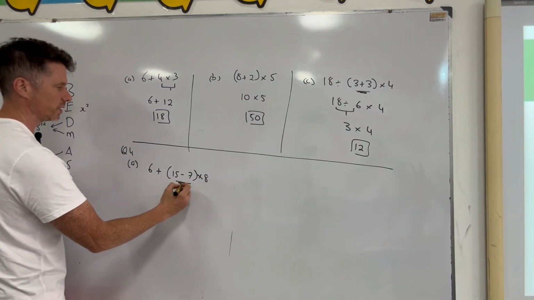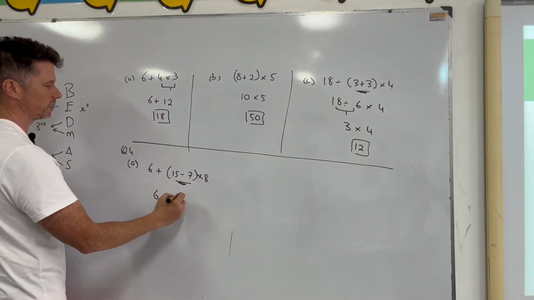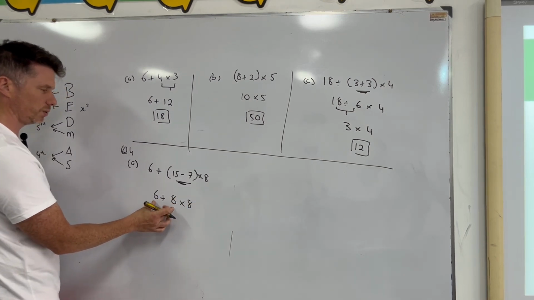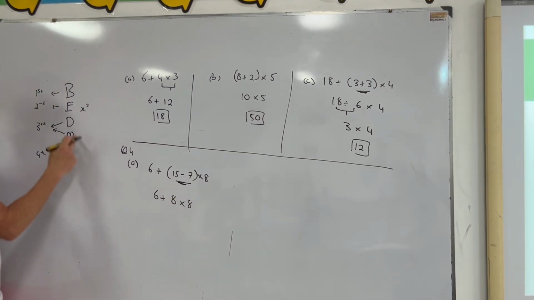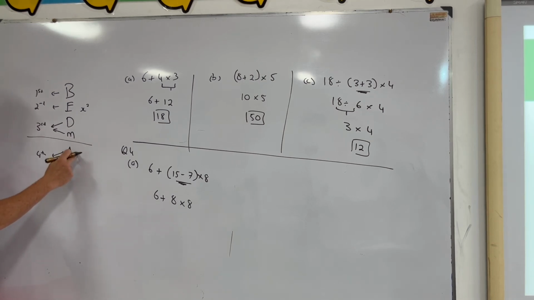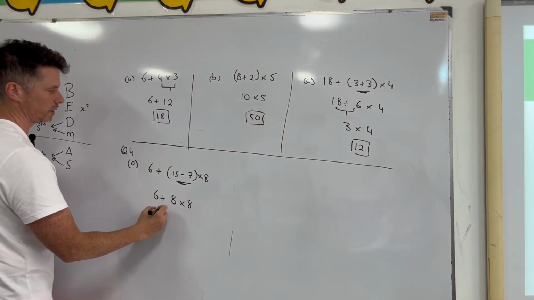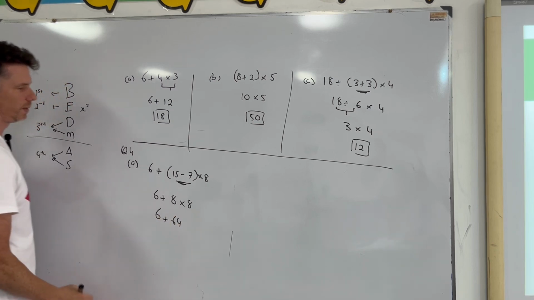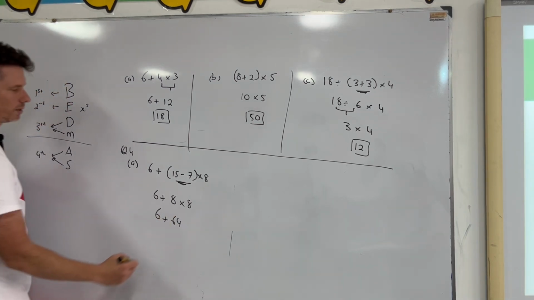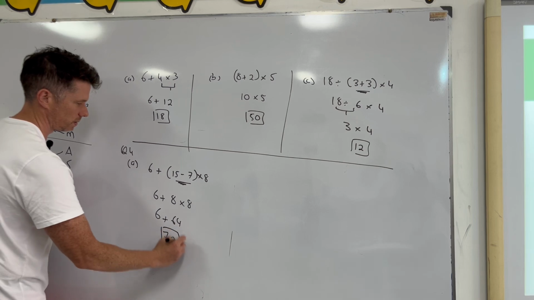Okay, brackets first again. This one comes first, so that's 8. I do not do this. I do this first. Multiplication always comes before any addition, subtraction, if there's no brackets. 6 plus 64. And then I add these together to give 70.